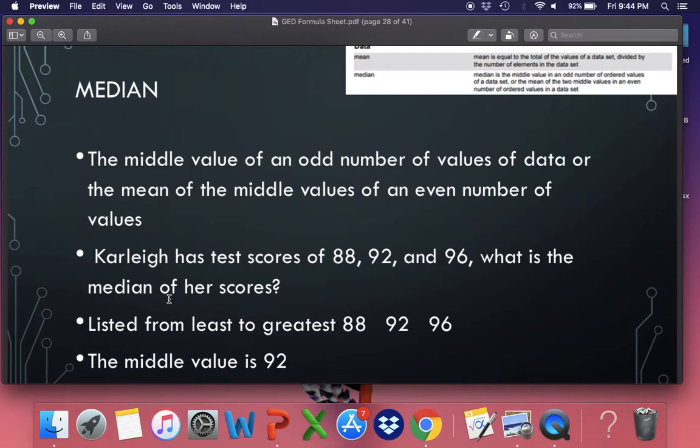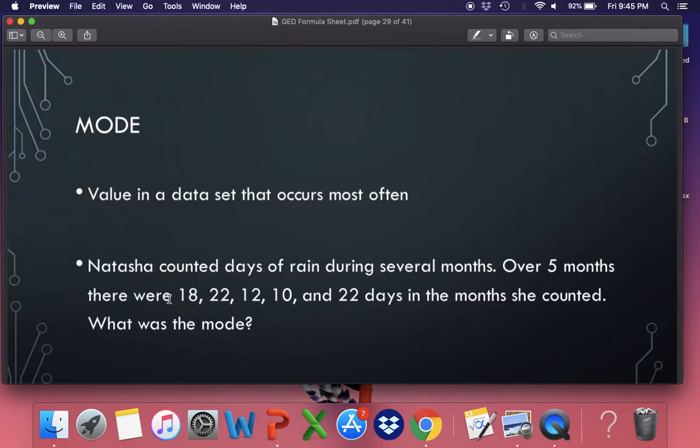Let's say she had 4 test scores: an 88, a 92, a 96, and a 100. Then the 2 middle scores, because of the 4, 2 are in the middle, 92 and 96. You have to add them, divide by 2, and you get an average, or a median, of 94. So when you have an even number of data in your data set, you have to average the 2 middle.